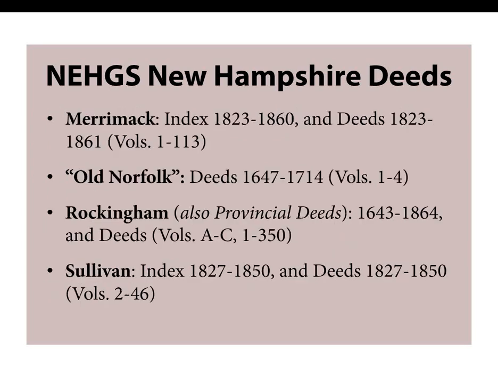There are also other counties, and that includes Merrimack, the old Norfolk deeds. We have those at NEHGS as well. Those cover 1647 to 1714. You're also getting the Rockingham deeds, known as the provincial deeds, and they cover the provincial deeds starting in 1643, and Rockingham is its own county currently as well, and we have those deed volumes right on through to 1864, keeping in mind that in 1771 all the other counties split from Rockingham, except of course Rockingham itself. Then of course we have Sullivan County, covering records 1827 to 1850.